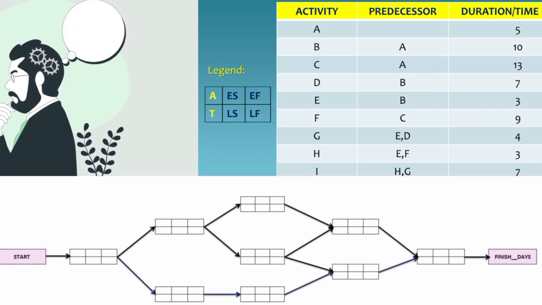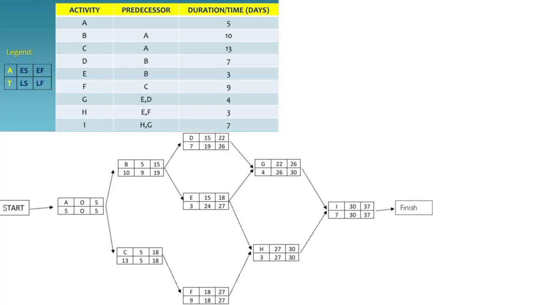Matapos natin gawin yung guide kanina, ito na yung magiging bar para makuha yung forward and backward passes or yung slack or tinatawag natin critical path method. Forward pass. Activity A. As the first activity in the project, its early start is set to 0 because it can begin immediately. The early finish for activity A is calculated by adding its duration to its early start, giving us EF equals ES plus duration, equivalent to 0 plus 5 equals 5.